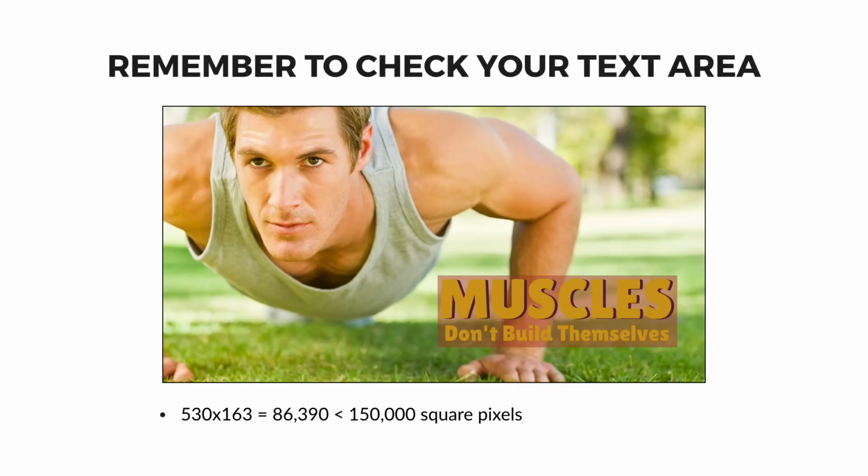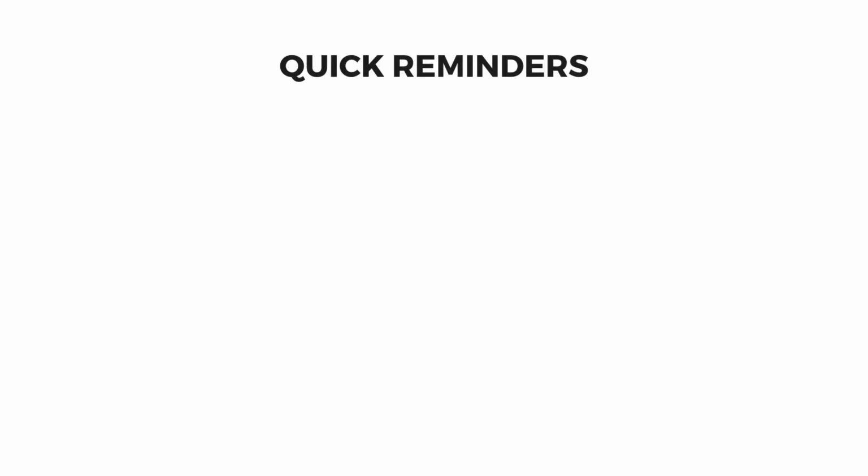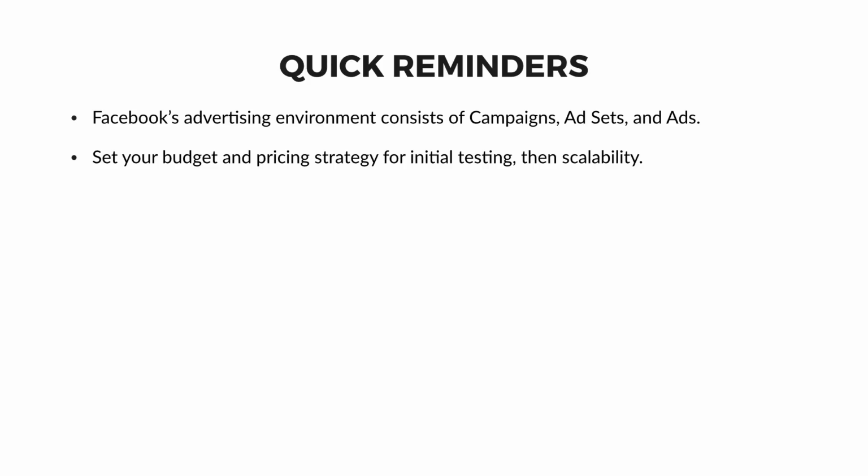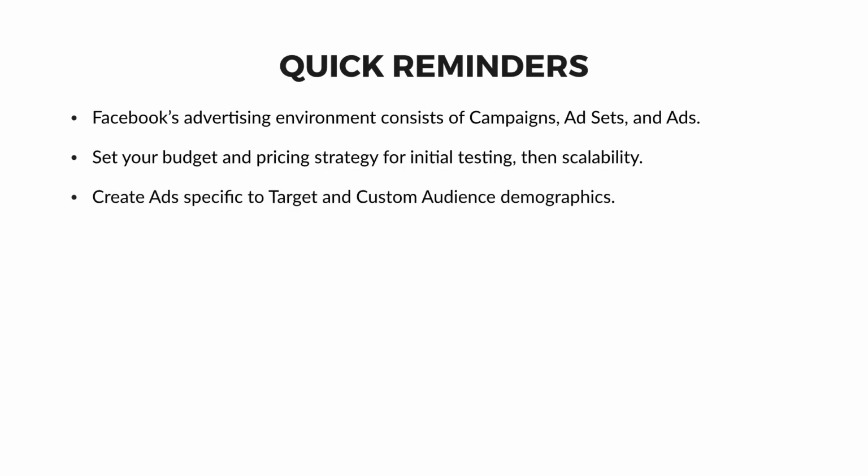Congratulations, you're now set for creating your ad campaigns. Here are a couple of reminders of what we've gone through in this module. Facebook's advertising environment consists of campaigns, ad sets, and ads. Each level has settings you'll want to tweak for your particular objectives. Set your budget and pricing strategy for initial testing and then scalability. For example, remember to use the daily budget limit so your traffic is spread over a period of days to better monitor your initial results. Create your ads and ad sets specifically for your target and custom audiences, tying together relevant ads with your high-converting landing pages and blog posts.